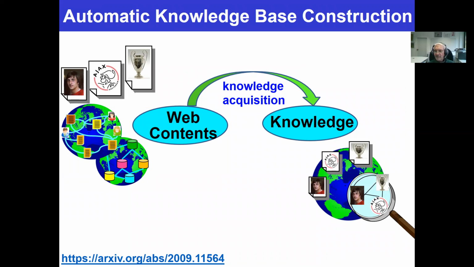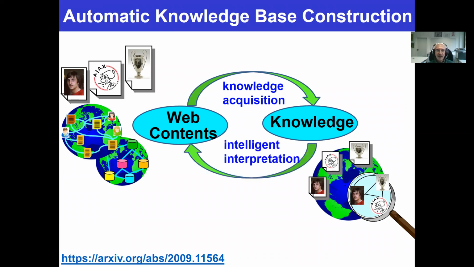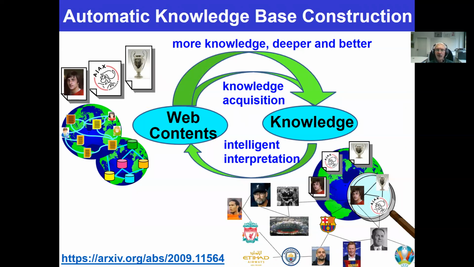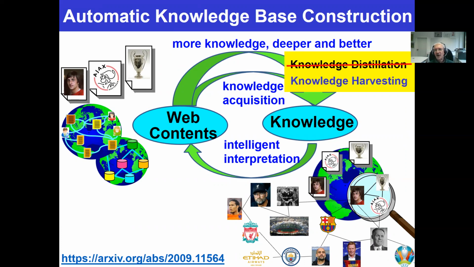So once we have a core of such formally represented machine knowledge, we can do a better job in interpreting noisy, vague, and ambiguous web content. And this way we can acquire more knowledge, deeper knowledge, and better knowledge. I wanted to call this architecture knowledge distillation, but the term data distillery was already taken by Martin's company. So we settled for knowledge harvesting.